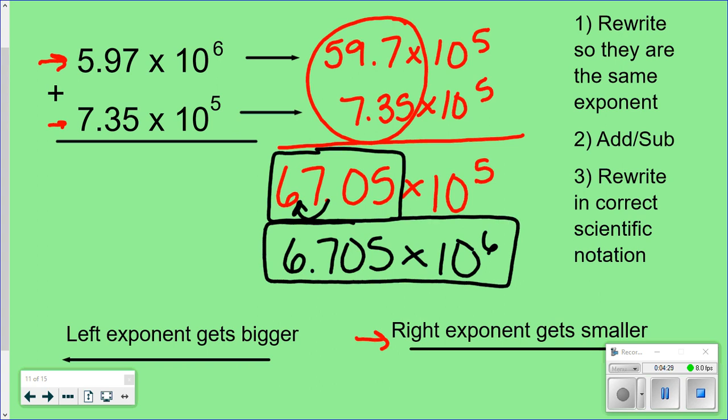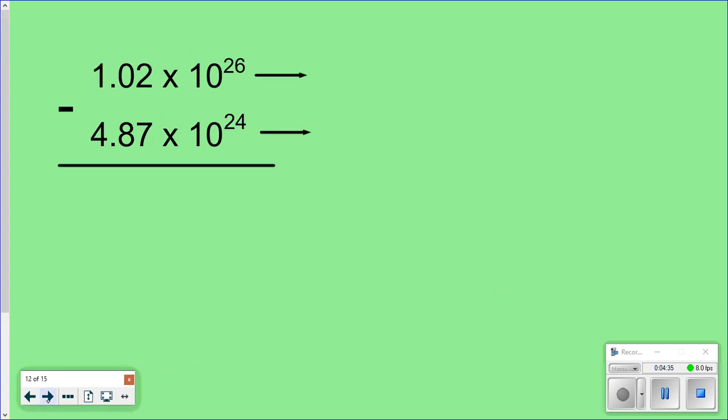Okay, so like I said, the hardest part is going to be rewriting your scientific notation to get it to the proper format. So let's try this one over here. I have 1.02 times 10 to the 26th minus 4.87 times 10 to the 24th. So I'm going to take, let's see, I guess it honestly doesn't matter to me. Let's change 26 to 24. So I'm going to change this to 24.